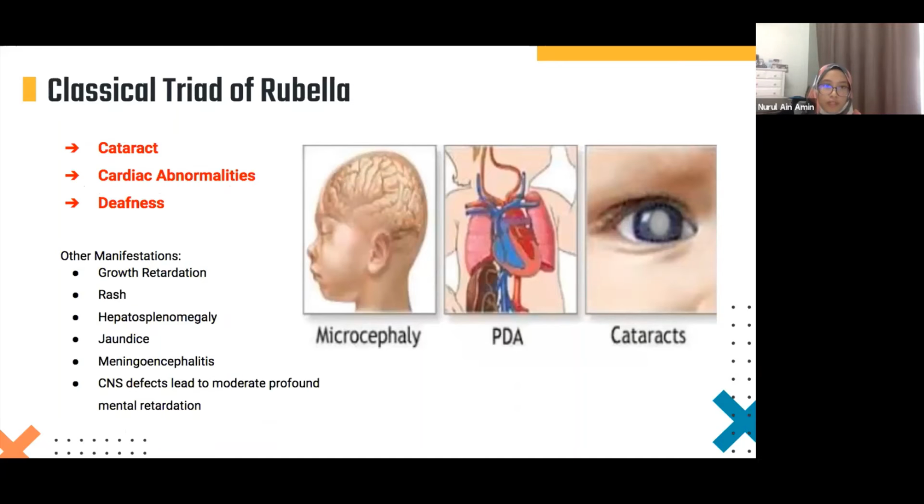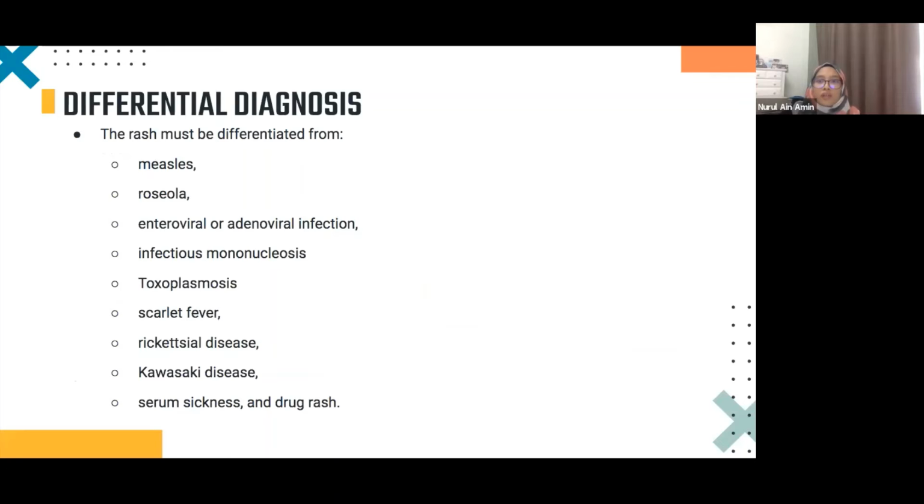So this is the classical triad of congenital rubella syndrome: we have cataracts, cardiac abnormalities, and deafness. Deafness is one of the most common symptoms that we can see in these patients. We also have developmental delay, growth retardation, and so on. It is important to note that it is preventable with vaccination, because in the UK it is rare since the MMR vaccine was introduced. As we have seen, they also have rashes.